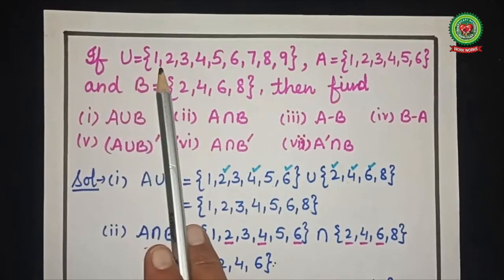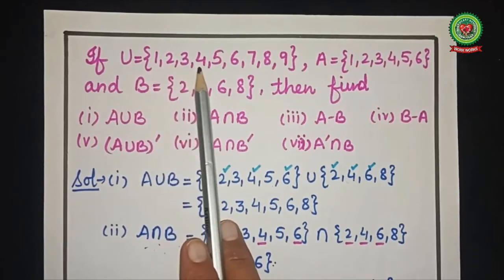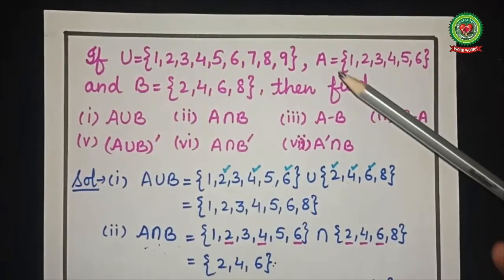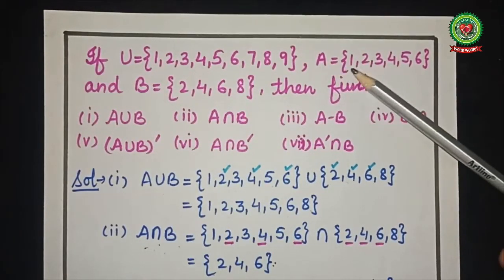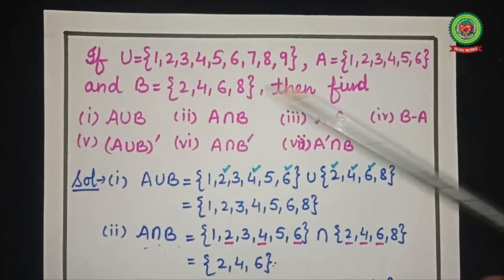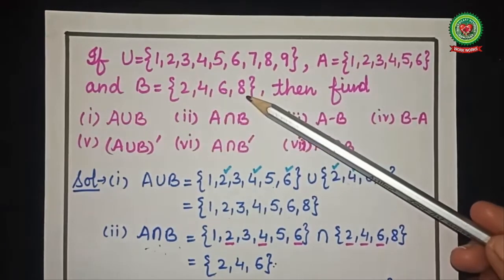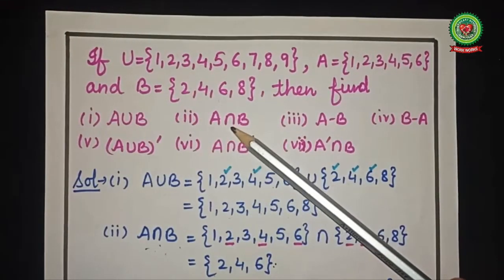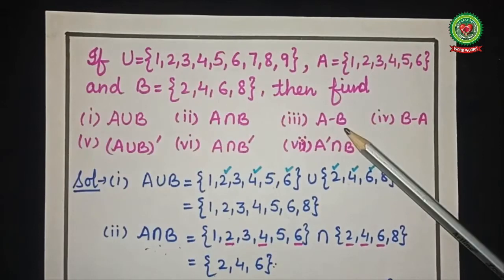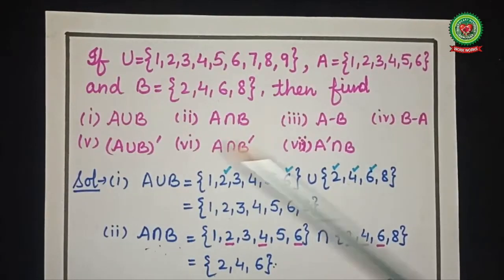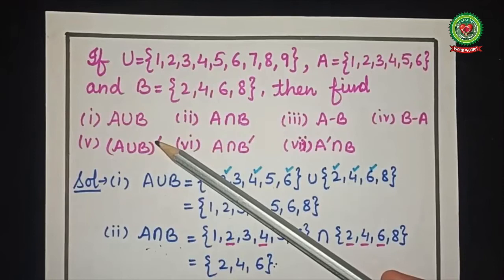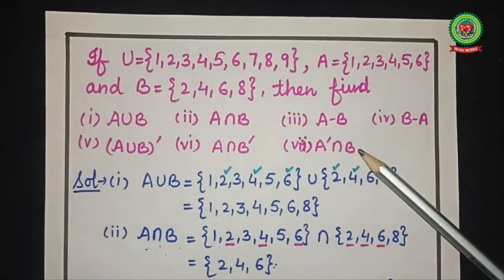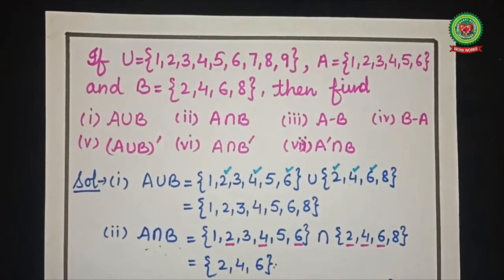Now, let's do one example based on these operations. If U is equal to 1, 2, 3, 4, 5, 6, 7, 8, 9, that is the universal set, A is equal to 1, 2, 3, 4, 5, 6 and B is 2, 4, 6, 8. Then find A union B. Second is A intersection B. Third A minus B. Then B minus A, union B complement, A intersection B complement and A complement intersection B. We will solve all these parts.